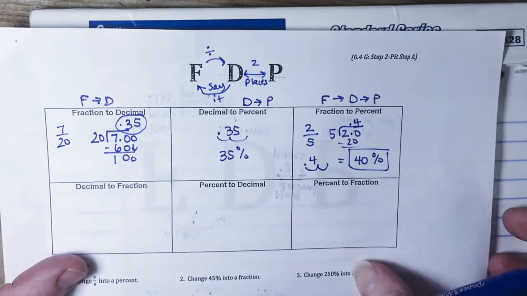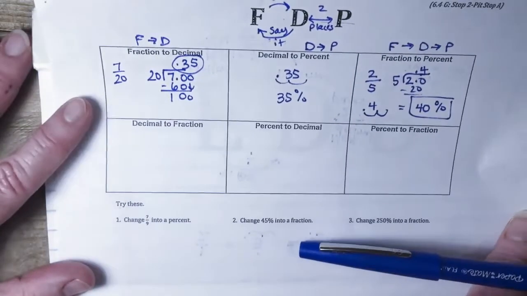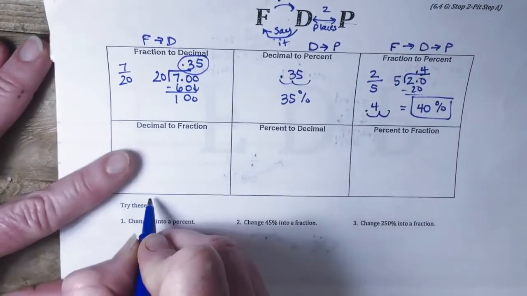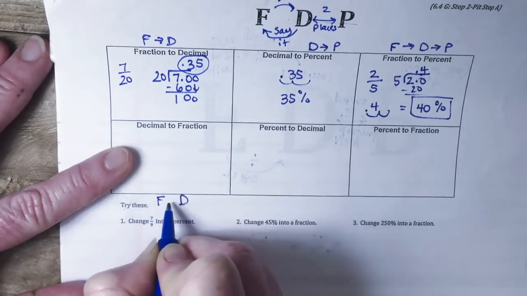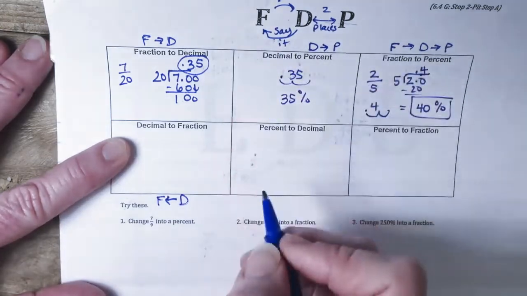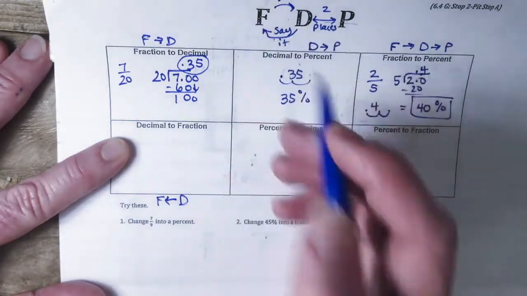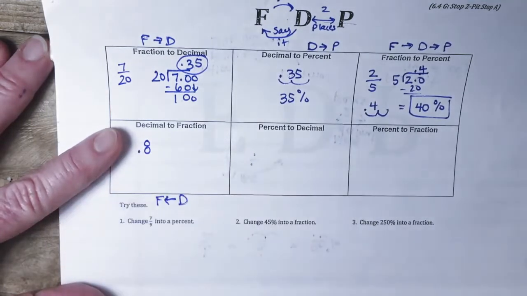All right, so let's look at how we would get from a decimal to a fraction. Right, so decimal to fraction down here, but this time I'm going this way, right? So I can say that when I go from decimal or D to F, I need to write it like I say it. So let's say I start with this number, 0.8.